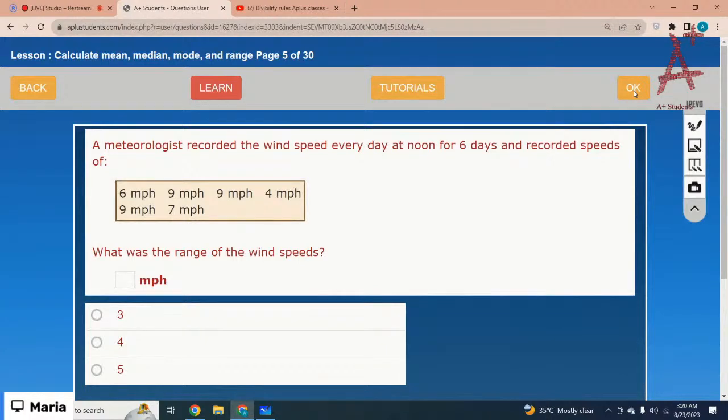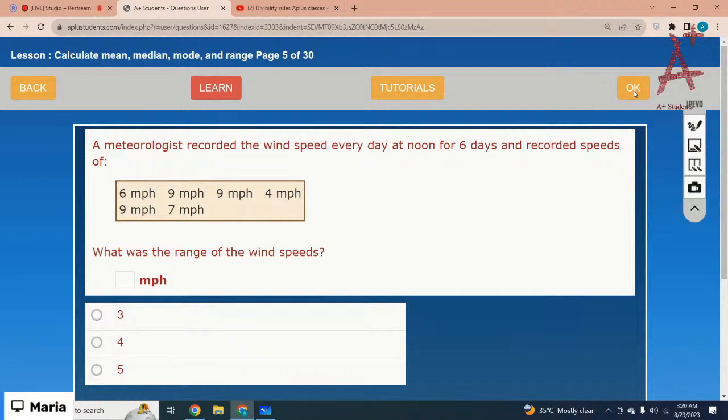A meteorologist recorded the wind speed each day at noon for 6 days and recorded speeds of 6, 9, 9, 4, 6, and 7. What was the range of the wind speed? So, which is the correct option?